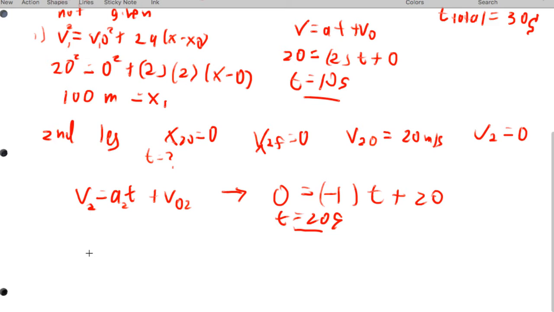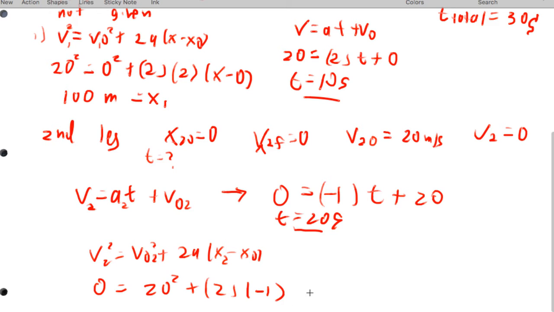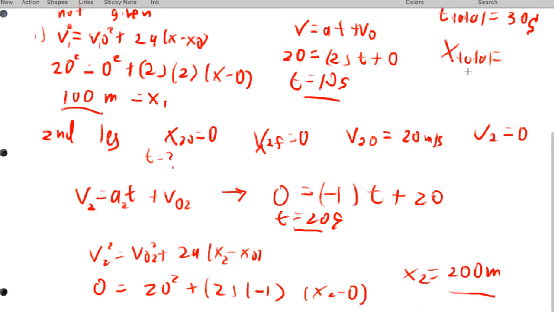The next thing we can do is get how far we go. Let's use v squared equals v naught squared plus 2a times x minus x naught. We're talking about v2 initial and x2 minus x initial 2. So we have 0 equals 20 squared plus 2 times negative 1 times x2 minus 0. When we simplify that out, we get that x2 is 200 meters. So my x total ends up being 100 plus 200, which is a total of 300 meters covered.